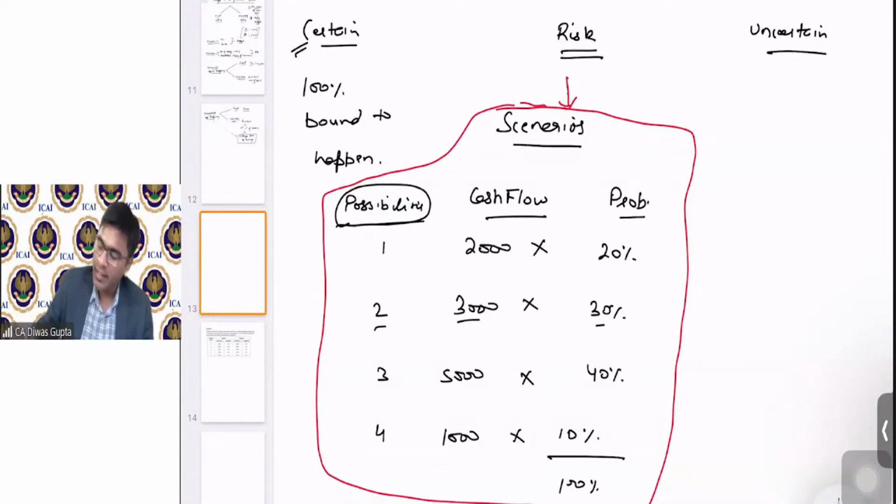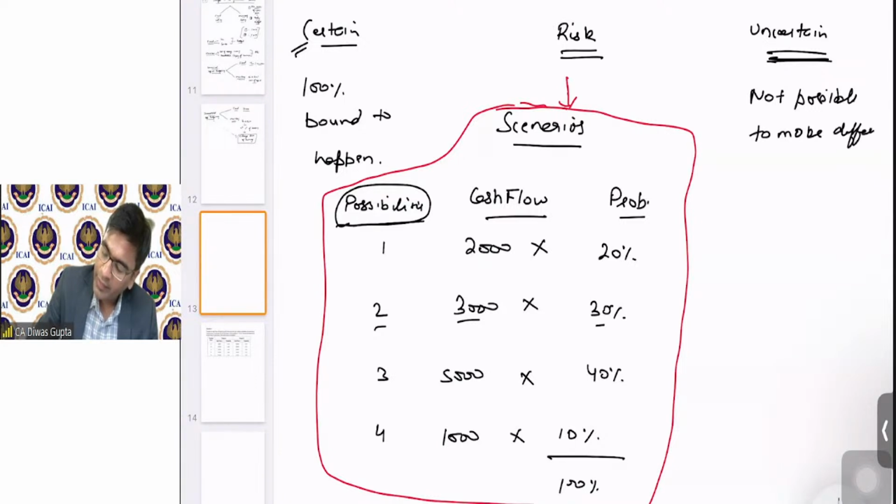And something that is called an uncertain situation, where we can't even make out different scenarios. It is not possible to make different scenarios, because this kind of situation has arrived for the very first time. Okay.